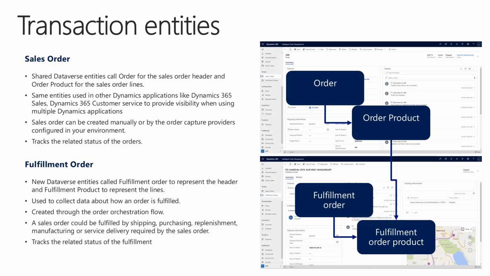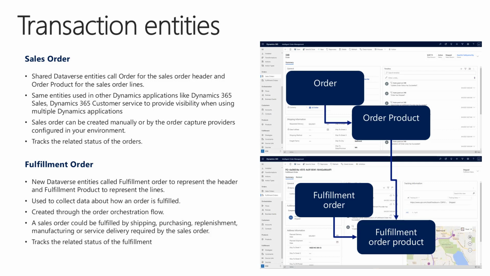The sales order can be created manually or could be provided by the order capture providers that are configured in your environment, for example, a provider to an e-commerce system. And the sales order essentially tracks the status of those orders. So one order header can have multiple order lines, which is represented by the order and the order product.